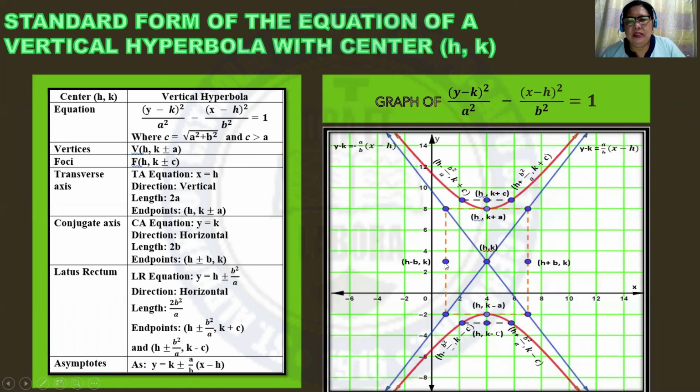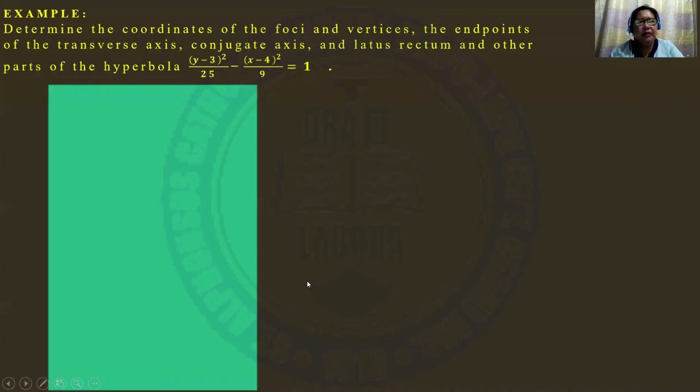This is the co-vertex, (h minus b, k). This is (h plus b, k). And you have the asymptotes. And from here to here, it's the latus rectum. And here to here is another latus rectum. Let us have an example.